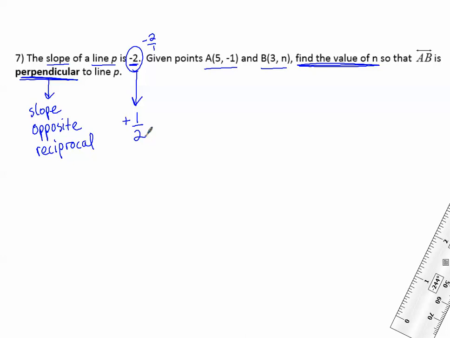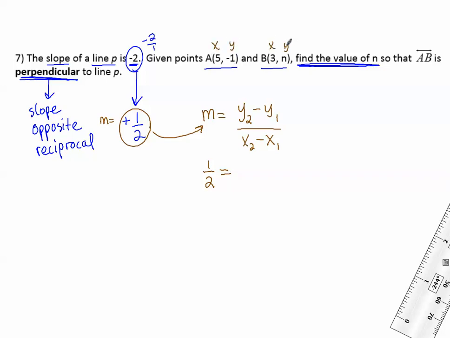Now the last time we did this with a graph, but we don't have to do it with the graph. We can do it with our slope formula. Remember that our slope formula is y sub 2 minus y sub 1 over x sub 2 minus x sub 1. Here is our slope that we can plug into our equation. So 1/2 equals, and here are our 2 points. This is our first point and our second point. We start with the y's, so n minus -1 over 3 minus 5.